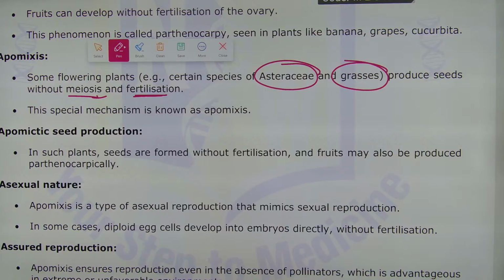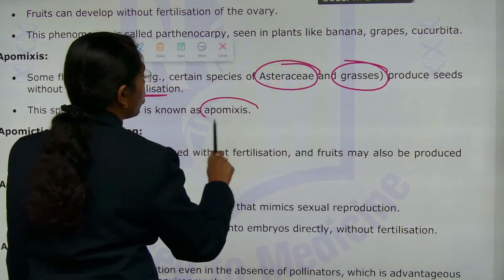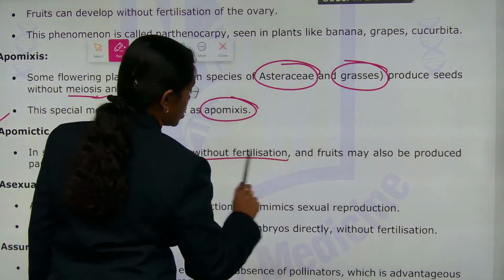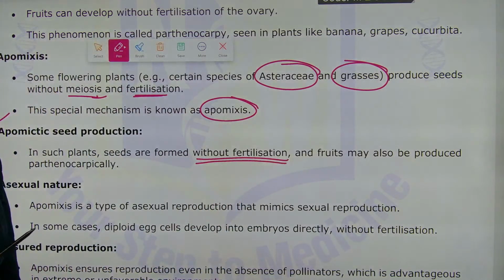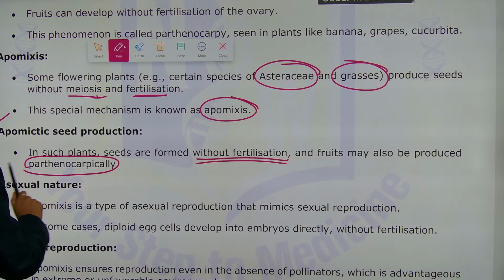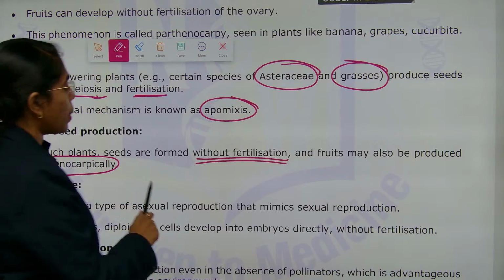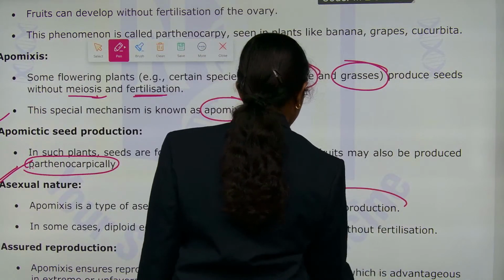This special mechanism is addressed as what? Apomixis. This special mechanism is apomixis. Apomictic seed production: in such plants, seeds are formed without fertilization, and fruits may be produced parthenocarpically. Next, asexually they will mature. Apomixis is a type of asexual reproduction that mimics sexual reproduction.